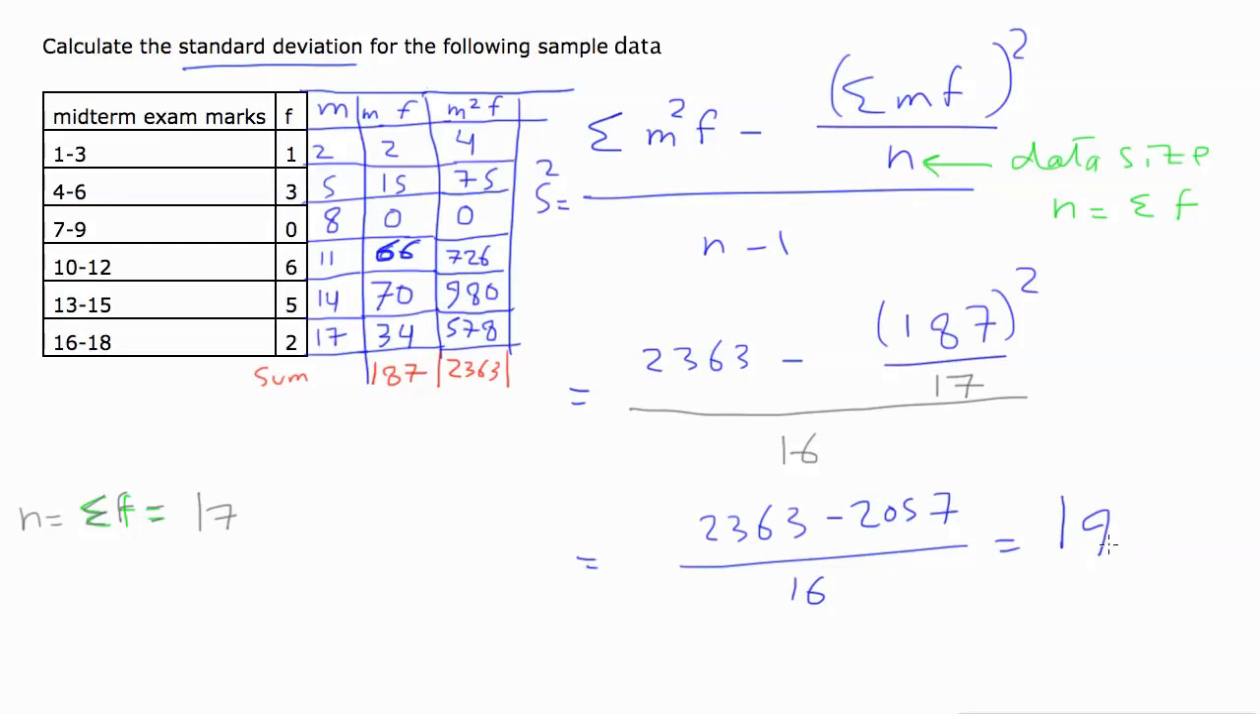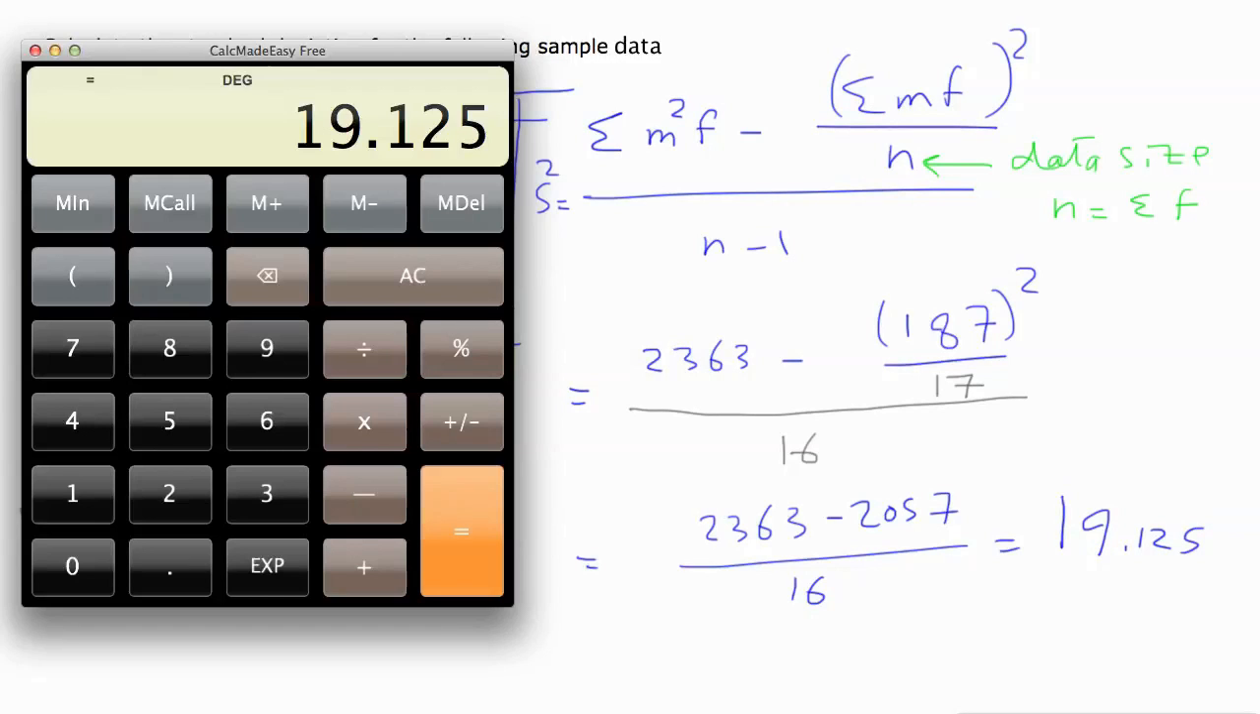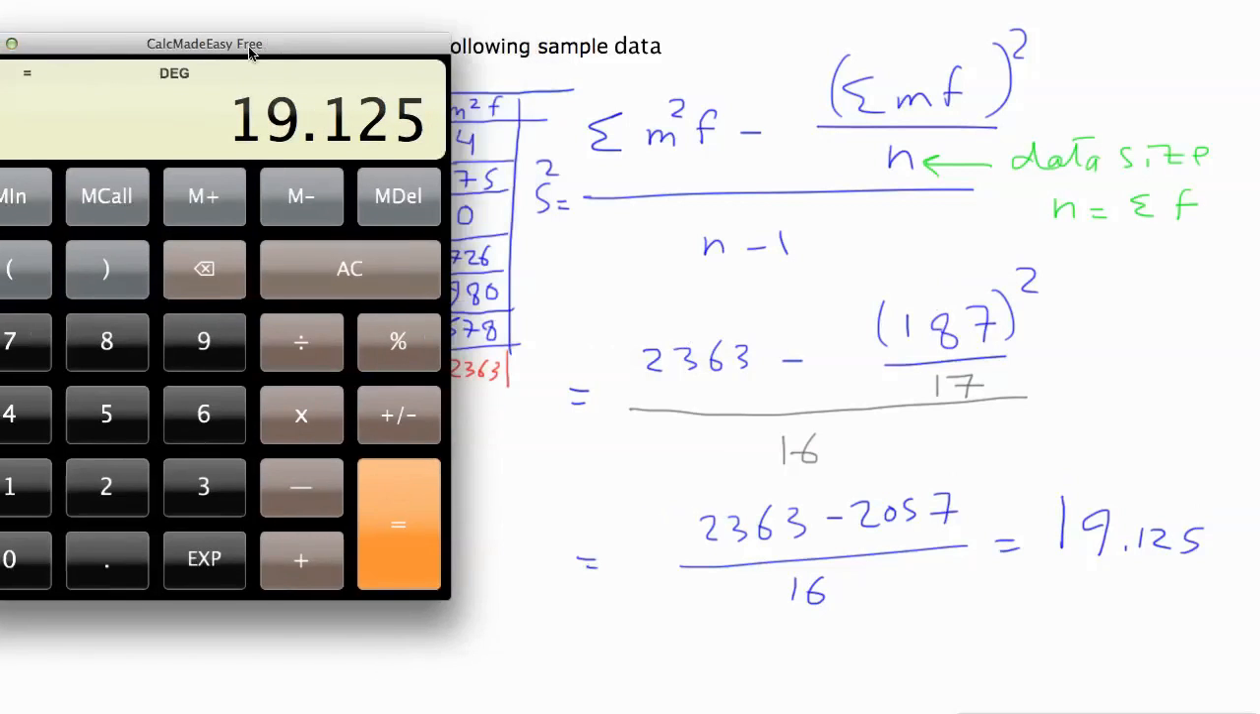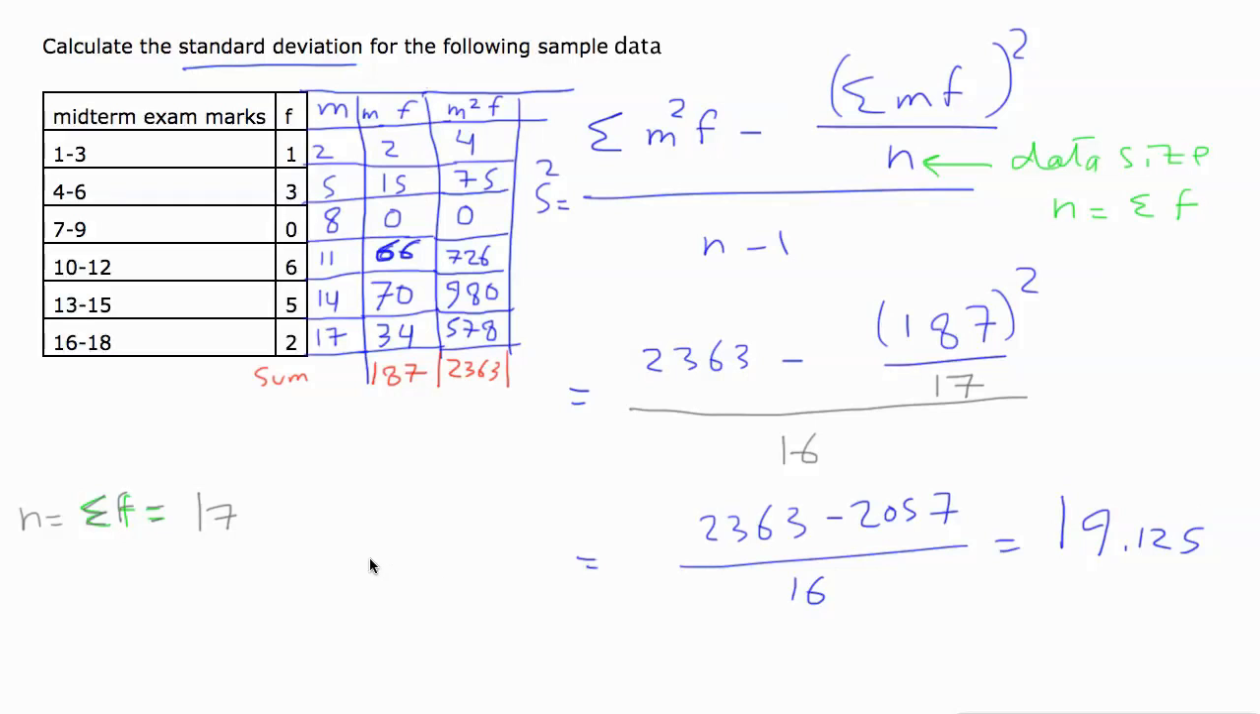The answer is 19.125. Another way to do it is to just get the difference, 2363 minus 2057, and hit equal. Make sure you get the difference, and after you get the difference, you can divide it by 16. So please try to avoid these mistakes. Now what did I get? I got, in fact, the variance. This is the sample variance.